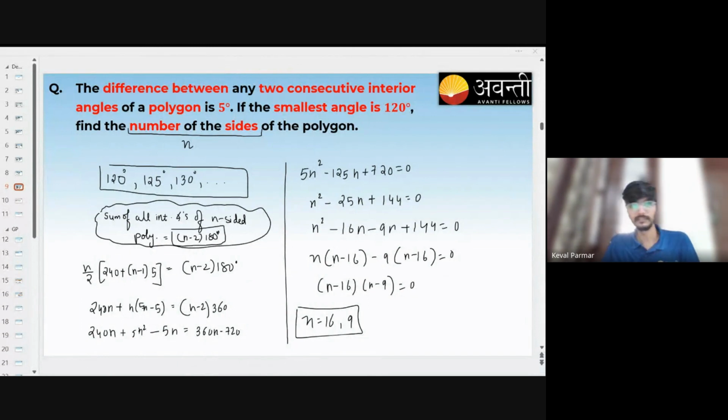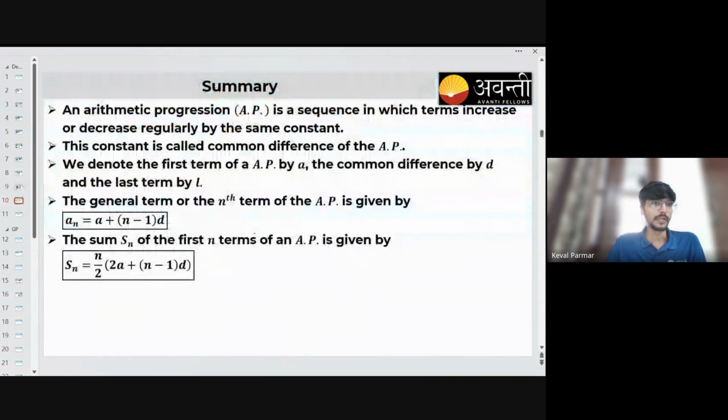Give me a thumbs up. We'll see the next question. Very good. Okay, sorry. Question's over. Let's see the summary. You can see the summary is the same as what we learned in the introduction, at the starting. I'll give you 2 minutes to read it. Read it quickly, and then we'll move on to the next topic, which is GP.